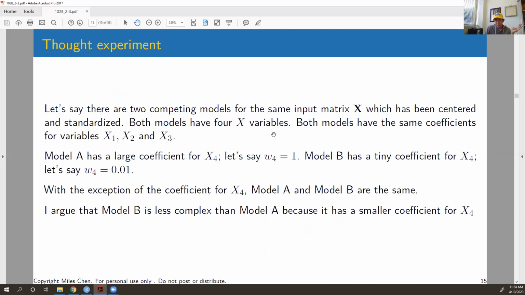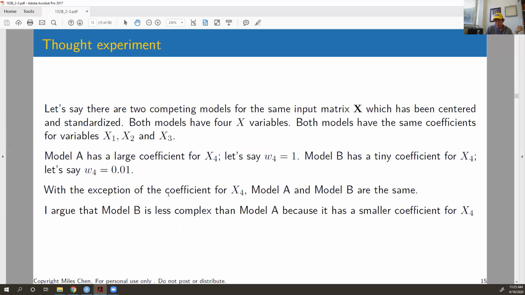They both have 4 variables. Both models have the same coefficient for variables x1, x2, and x3. And the only difference is that model A has a big coefficient for x4. Let's say W4 is equal to 1. Model B has a small coefficient for x4. Let's say W4 is equal to 0.01 for model B. So the only difference between model A and model B is this W4 coefficient.